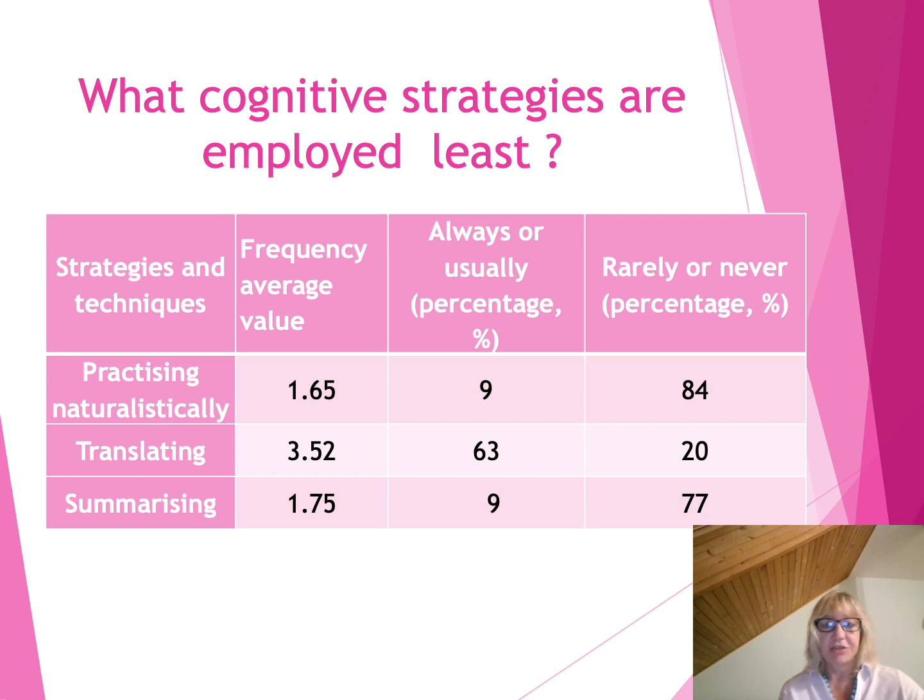What cognitive strategies are employed least of all? Using a similar pattern, let's highlight that 84% of the sample rarely or never practice naturalistically, and 77% of the sample rarely or never use the summarizing learning strategy. On the other hand, a quite high percentage, 63% of the sample, always or usually use translating.